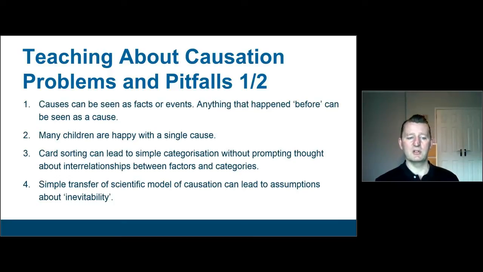So we need to watch out for that and make sure that we keep reminding children to construct more complicated stories of causation. Sometimes, and I've used this a lot in the classroom, card sorting is useful. We might write different causal factors on separate cards and then ask children to group them by social, economic, political, or by long-term and short-term. And some of the people in the literature say that's fine, but it can lead to a simple categorization without encouraging children to think about the interrelationship between those factors.